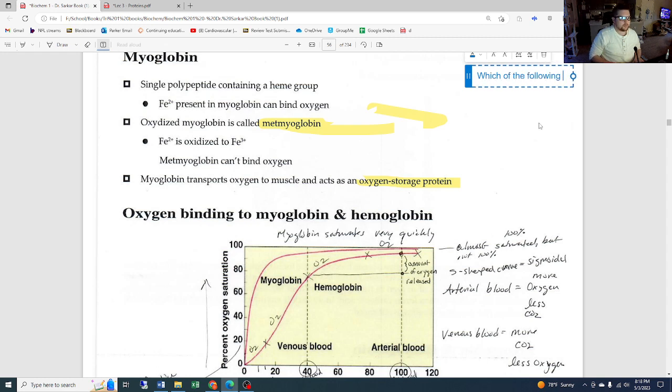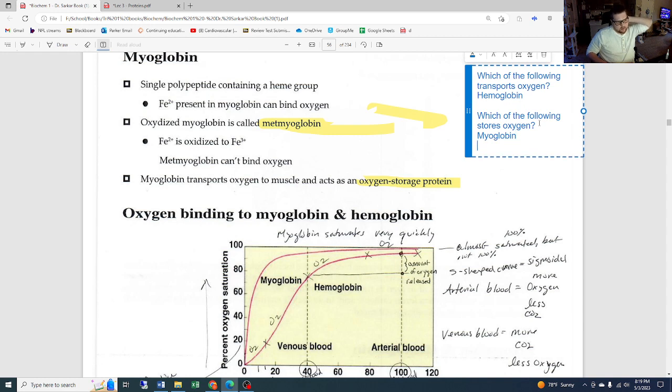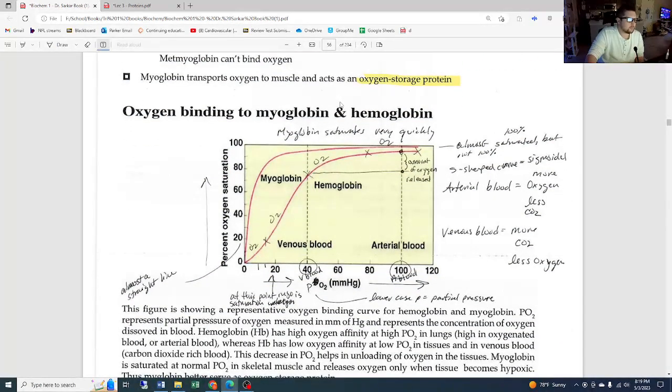Which of the following transports oxygen? Hemoglobin. Which of the following stores oxygen? Myoglobin. And then again, where are either of those located? You can also get a question about metmyoglobin being true or false. Metmyoglobin can bind oxygen. That would be false.